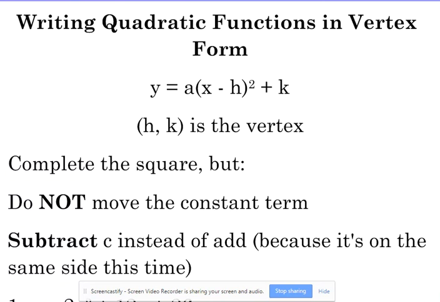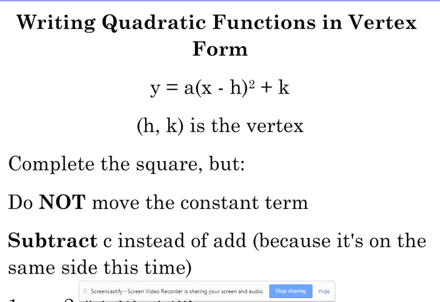So I'm going to talk while y'all are writing this down. We're going to write quadratic functions in vertex form. We're used to a quadratic equation looking like ax squared plus bx plus c. That's how we're used to seeing it. Then we have to graph it to figure out what its vertex is.